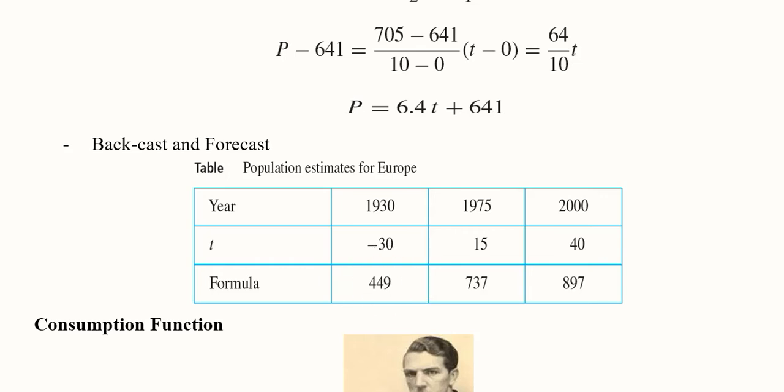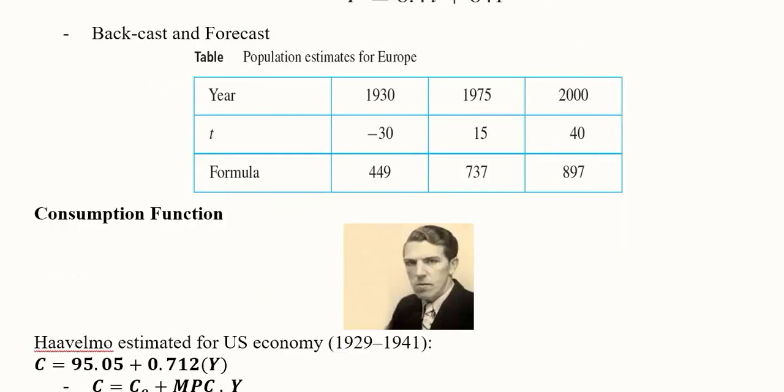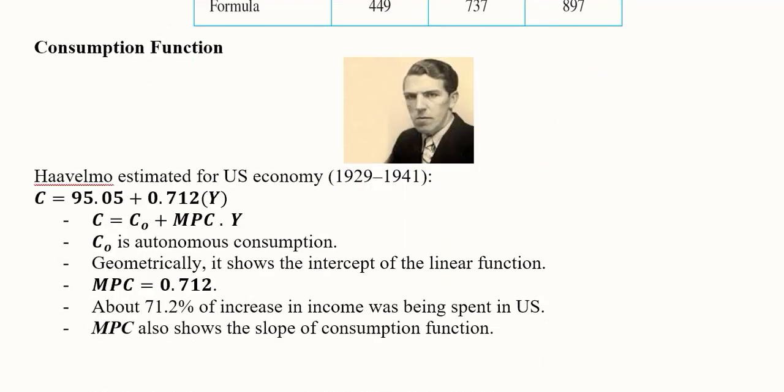Another forecast is when we consider the year 2000, which is 40 years ahead of 1960. So instead of T I can put 40 here, and I will get the population, that is 897. So here we have done the backcast, and here we have done the forecast. Now we have another simple example of how we can use functions to our advantage in economic analysis.